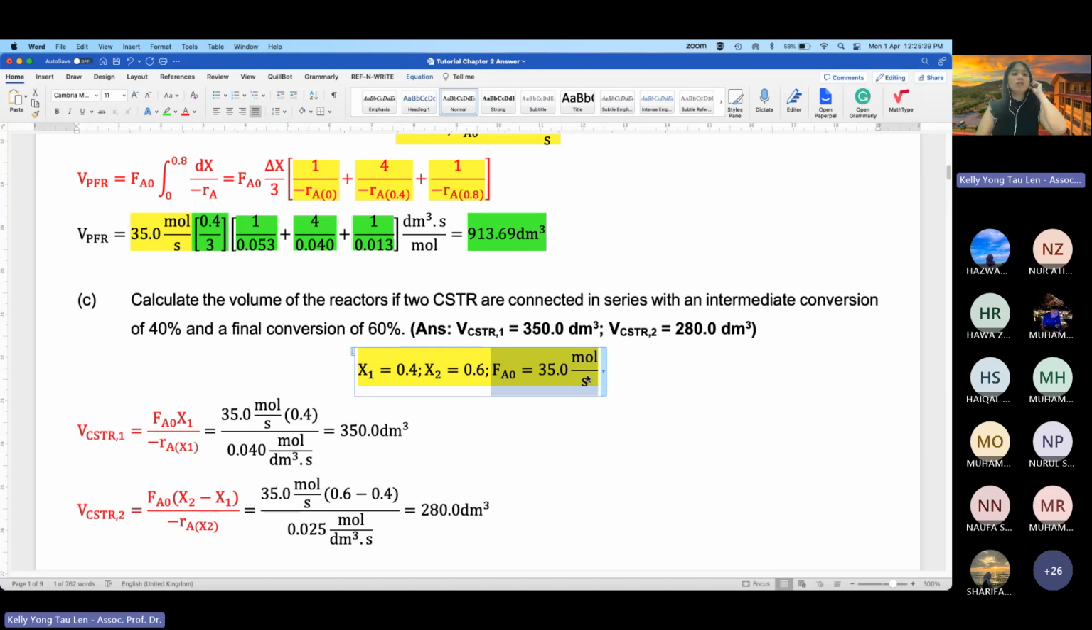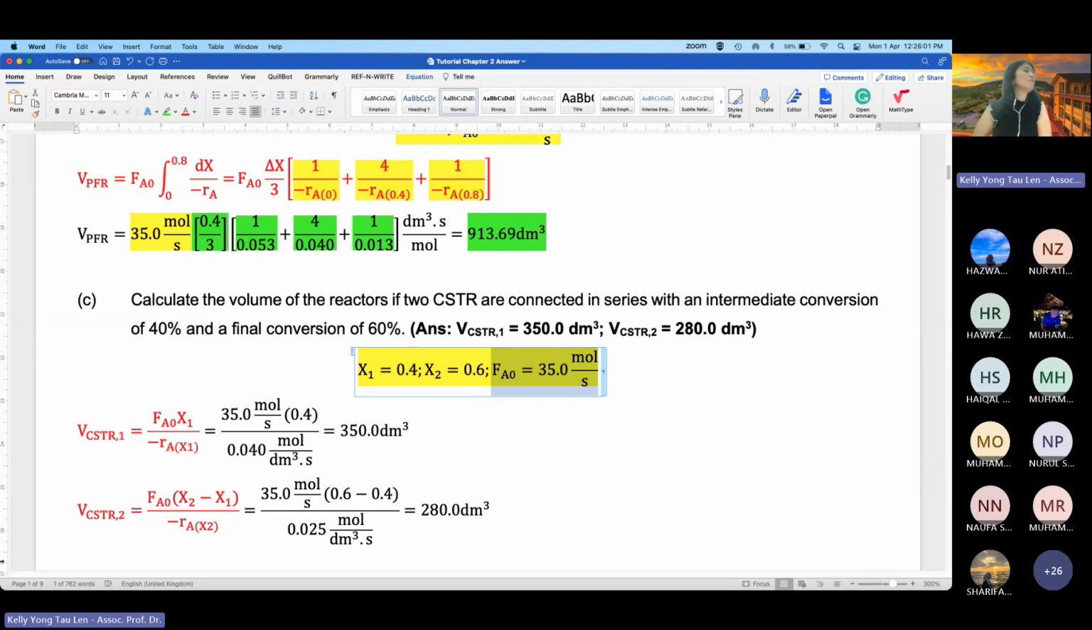Okay, so how do we solve this? So again, you go back and check the formula. When we're talking about reactors in series, there will be two different formulas for reactor 1 and reactor 2. So you must remember that you are calculating two reactor volumes, which are reactor 1 and reactor 2. So you must calculate both reactor volumes and they come with different equations.